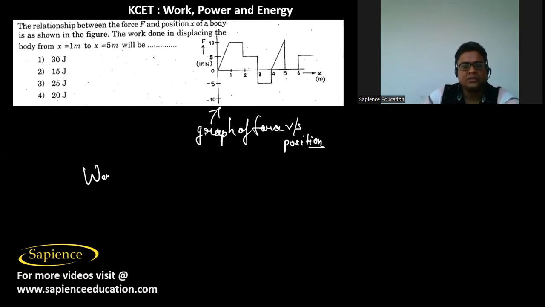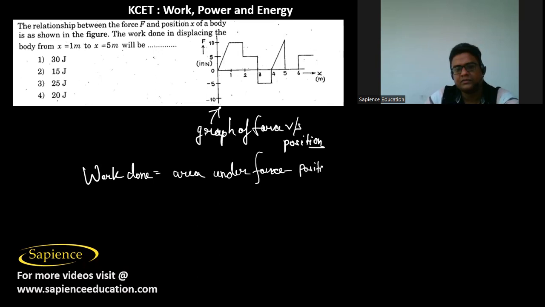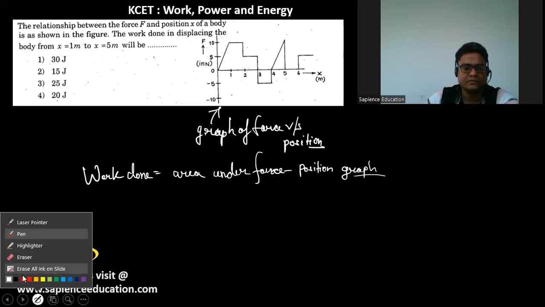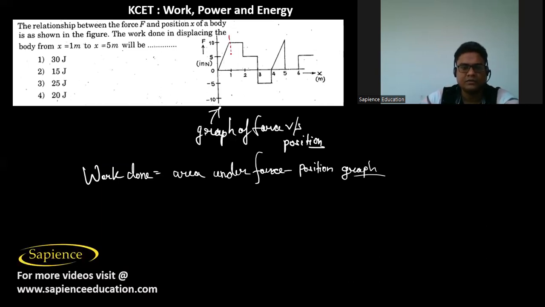So we know that work done will be equal to the area under the graph of force versus position. It means the area under the F-x graph. So from 1 to 5, we have to find the area. It means from here, from 1 to this 5, here we have to find this area. So how to find this area?